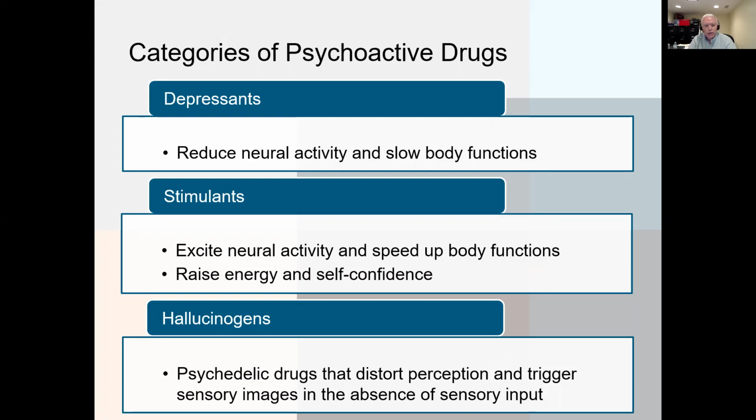As you can see, depressants reduce neural activity and slow bodily functions, while stimulants have the opposite effect. They excite neural activity and speed up body functions. And they also raise energy and self-confidence. And hallucinogens, also called psychedelic drugs, distort a person's perception of reality and trigger unusual sensory images in the absence of sensory input, like seeing or hearing things that aren't actually there, for example.